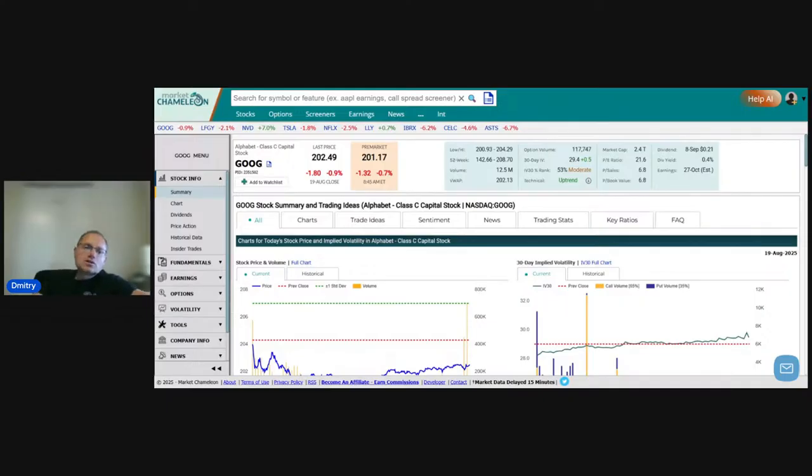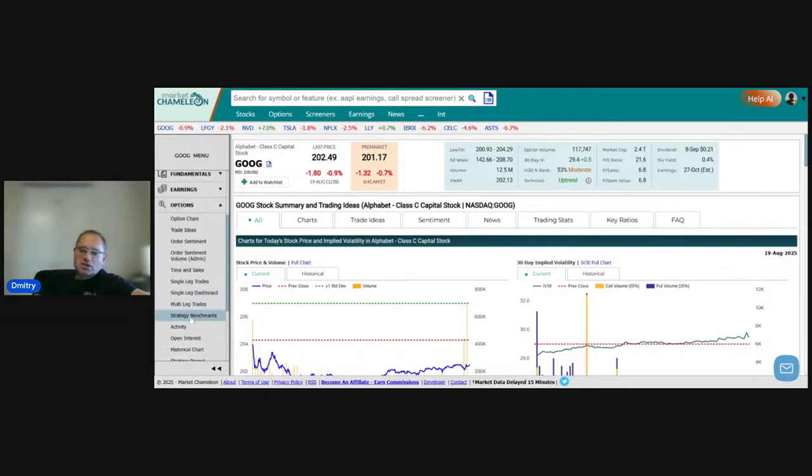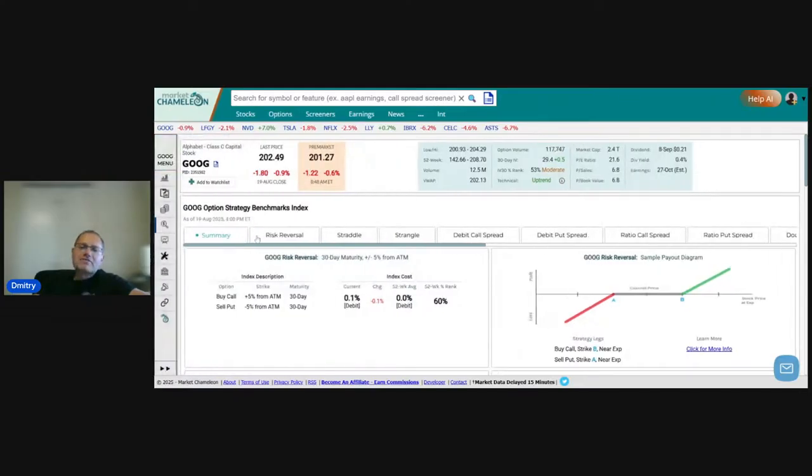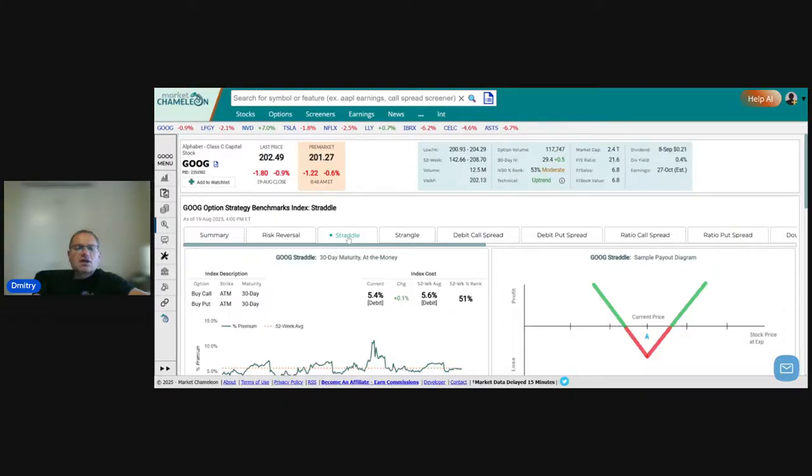I'm going to go to the left-hand side menu. Let's click on options, and we're going to go to strategy benchmarks. Let's click on this menu to close it and expand our screen. Over here, we have these tabs that track the cost of strategies using a benchmark, similar to a VIX, but this looks at the cost of the strategies. For example, we're going to go to Straddle here, and this looks at a 30-day at-the-money straddle.